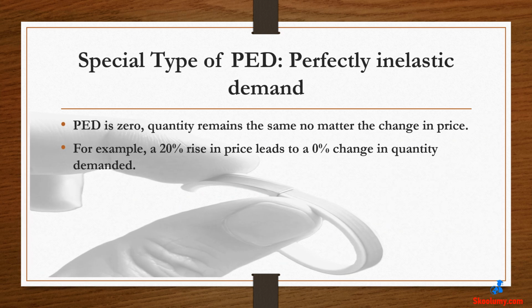There are two special types of PED, namely perfectly inelastic demand and perfectly elastic demand. If PED is 0, demand is perfectly inelastic, meaning the quantity demanded remains the same no matter the price change. It is also called infinitely inelastic demand. For example, a 20% rise in price leads to a 0% change in quantity demanded. PED is 0, which is 0% divided by 20%. The graph of this type of demand is a vertical line.